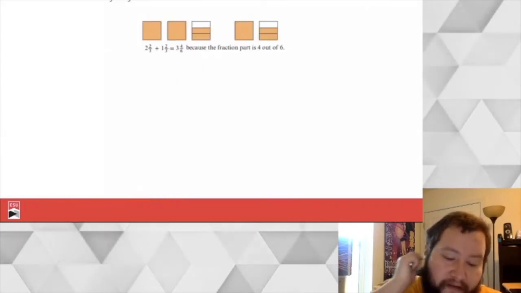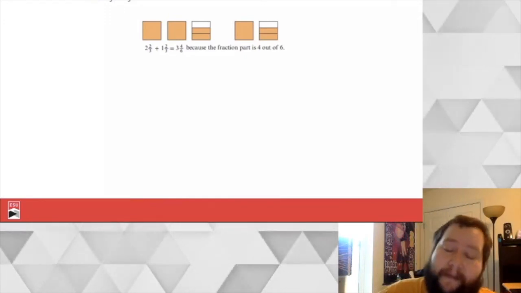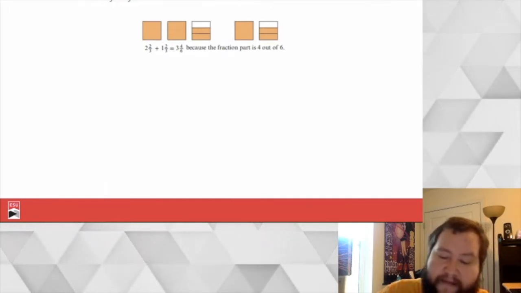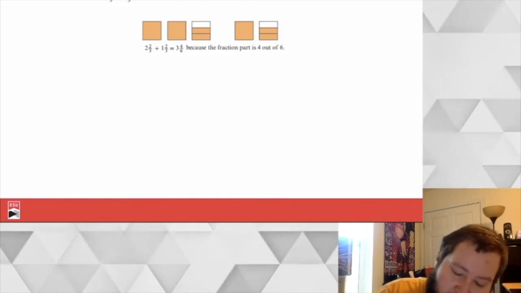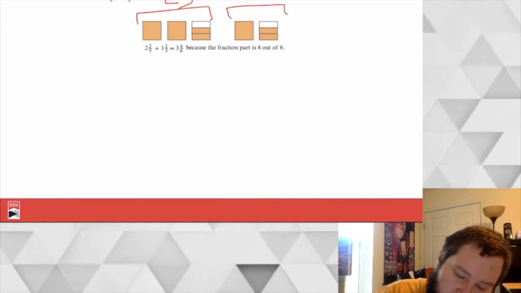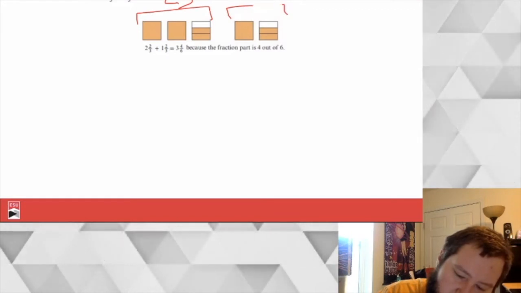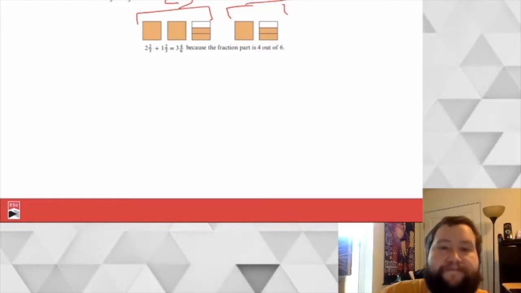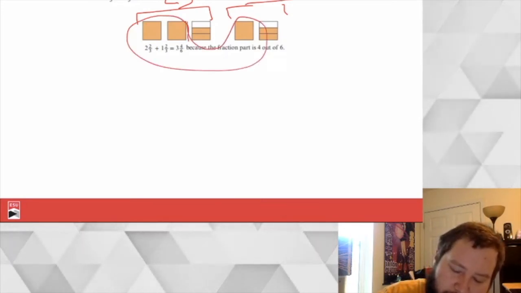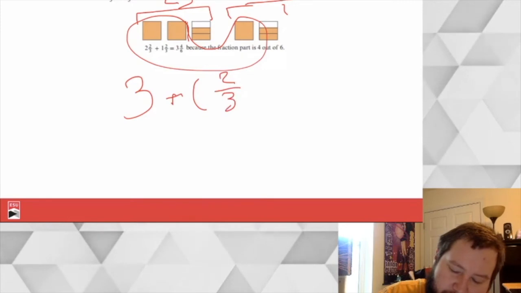So here, add 2 2/3 and 1 2/3. And then the mistake we're going to see here is a really common one. So 2 2/3 plus 1 2/3 is 3 4/6, because the fraction part is 4 out of 6. So this is 2 2/3, and this is 1 2/3. So to combine them, we can combine our wholes, 3. And then we have 2/3 and 2/3.